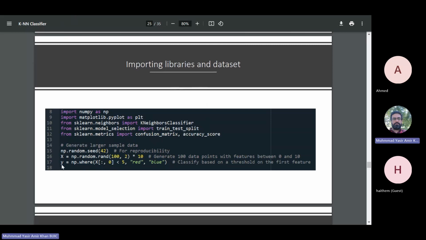And that is our output, or the label, the Y. So this is how we assign the labels to our data points. We have generated 100 of those data points. They have two features, and from the second column we are picking up their values. And if the value is between 0 and 4, then it's given a red color label.